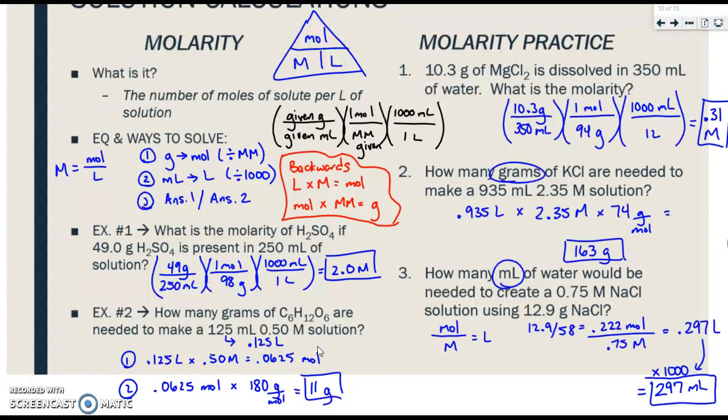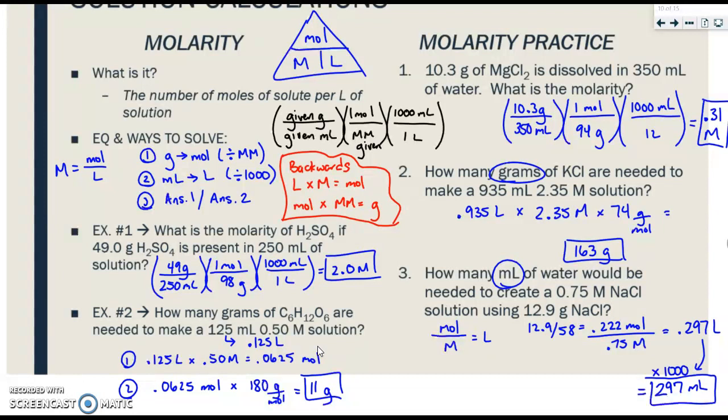Please check your answers to the practice problems. The first one, even if you solved it the steps way, should have still given you 0.31 molar. For the second one, it's a backwards problem because it's asking for grams. So I converted my milliliters to liters, multiplied liters times molarity, which would give me moles, and then multiplied by molar mass. Feel free to do all of that in one step.